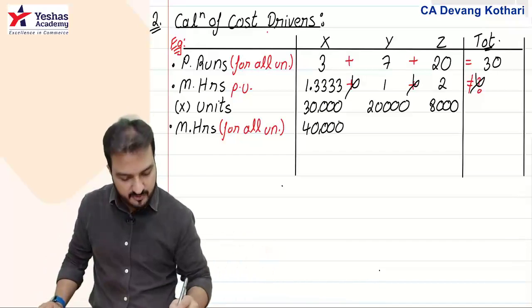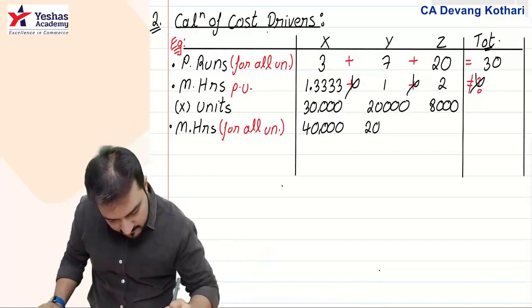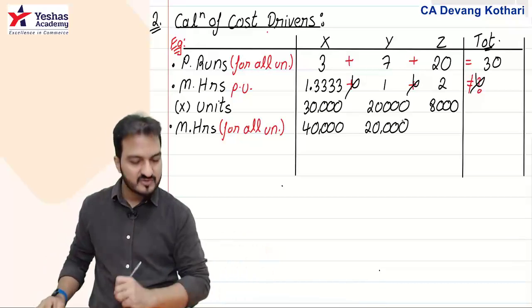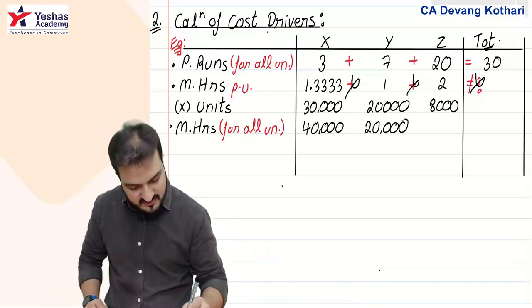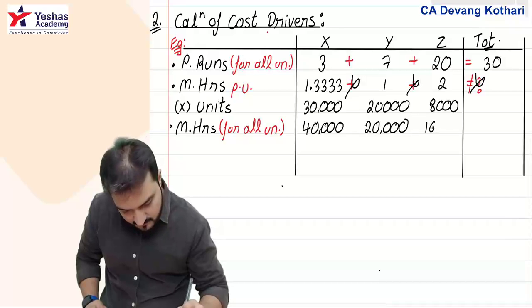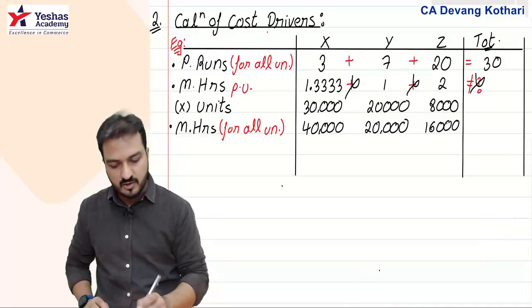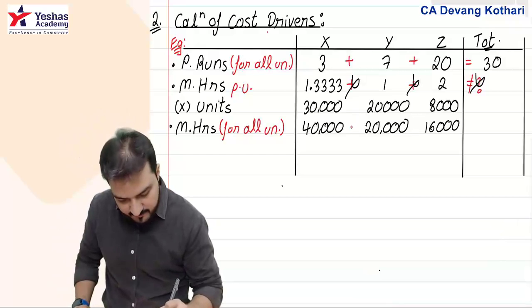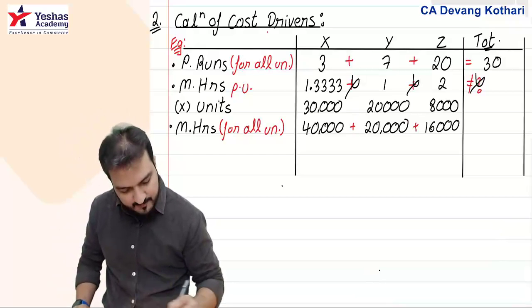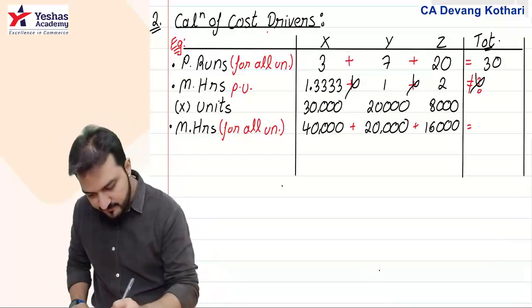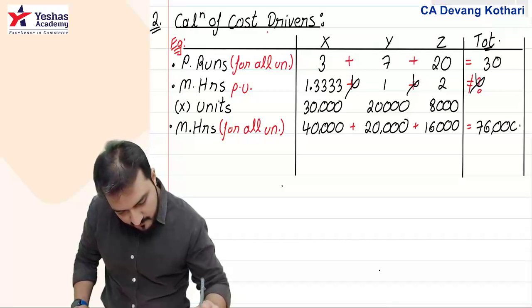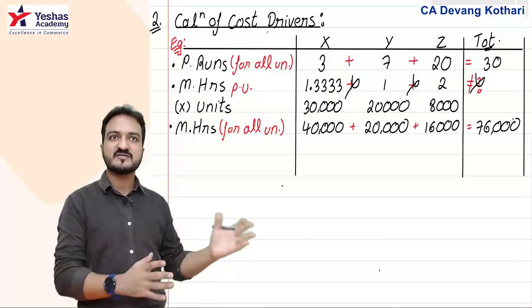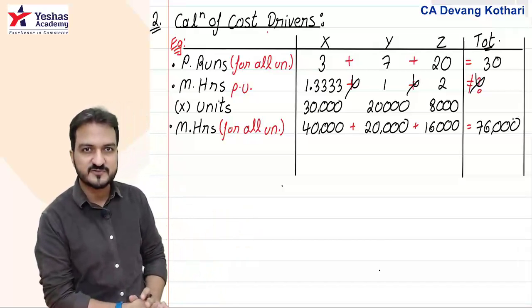So 20,000 units of Y will require 20,000 machine hours. 1 unit of Z requires 2 machine hours. So 8,000 units of Z will require 16,000 machine hours. Now you add them up. 40,000 plus 20,000 plus 16,000 gives you, yes, 76,000. This is how you get 76,000 total machine hours.